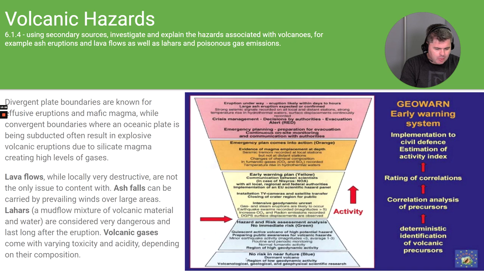So as you can see here down the bottom, the blue and green often indicate very low risk. So blue, no risk in the near future. It's often a dormant volcano, like Mount St. Helens. It's not active at the moment, it's not becoming more active, and so on. Hazard and risk assessment analysis, no immediate risk. So essentially, we're saying that no one is going to lose property or life based on the activities of the volcano. Yellow is the early warning plan, meaning you need to get organized if you need to evacuate. Orange, the emergency plan is put into action. Red, it's already erupting.